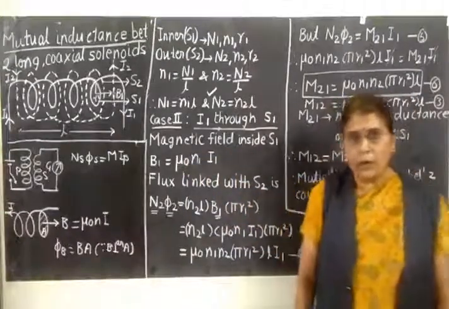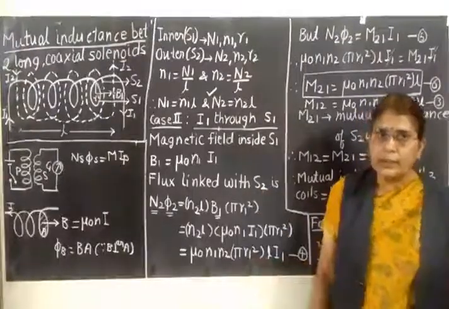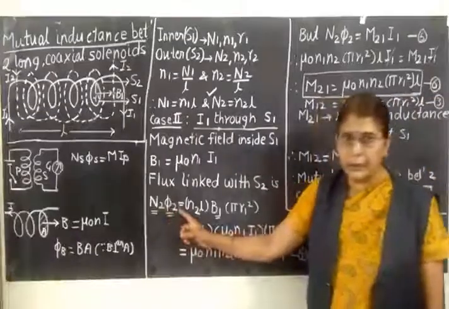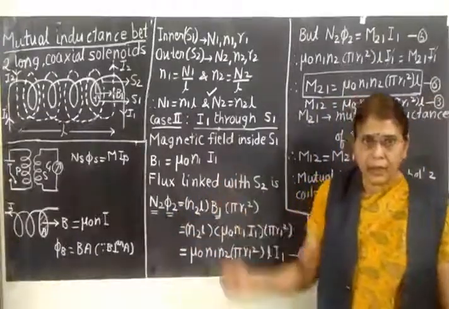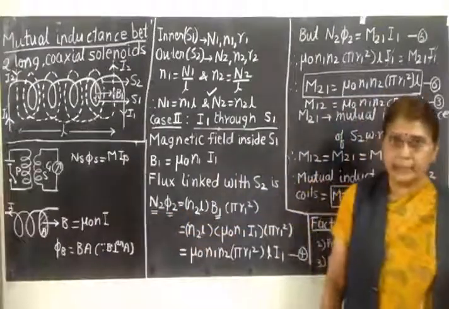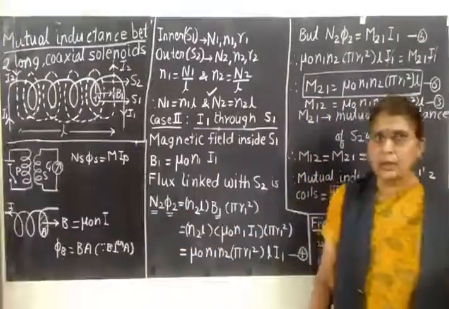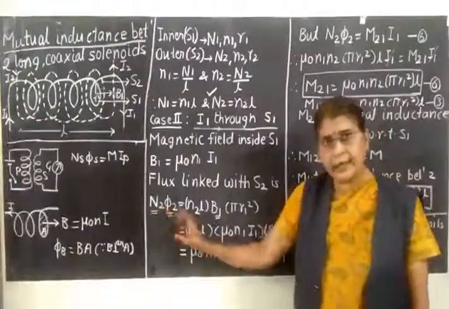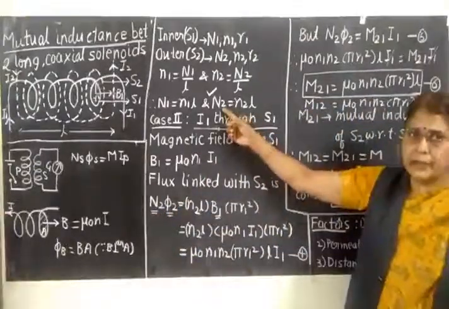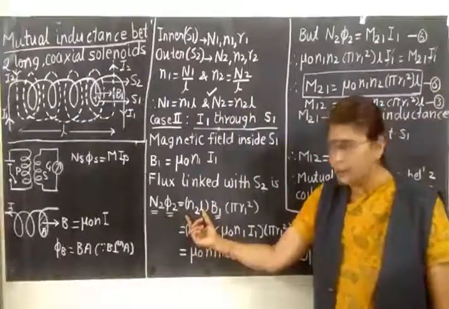Now we shall find what the flux linked with the outer solenoid S2 is. The flux linked with the outer solenoid S2 is given as N2 into Phi2. Phi2 is the flux linked with one turn and the total number of turns is N2. So the total flux linked with S2 is N2 into Phi2. Now let us put the value of N2 and Phi2 and simplify. What is the value of N2? According to this equation, N2 is equal to small n2 into L, so I have written here n2 L.